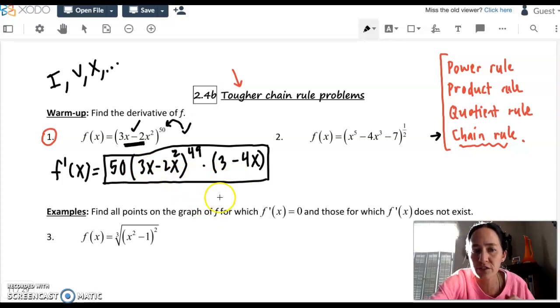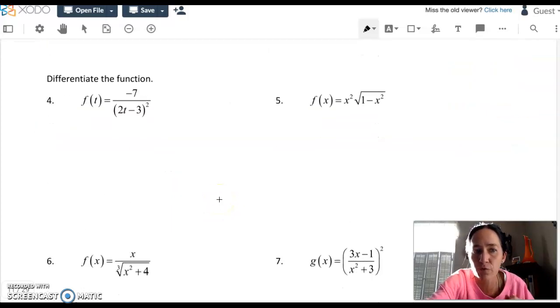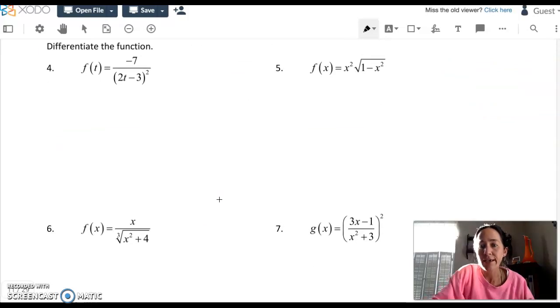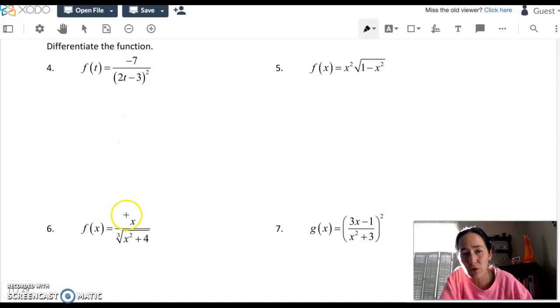I think the challenge is going to become, as I scroll down the page and look at 4, 5, 6, and 7, I can't guarantee that you're just using one rule when you're trying to find the derivative of these things. There are many times where you might be using some kind of quotient rule in this one, but a chain within that quotient rule. So now's a good time to practice.